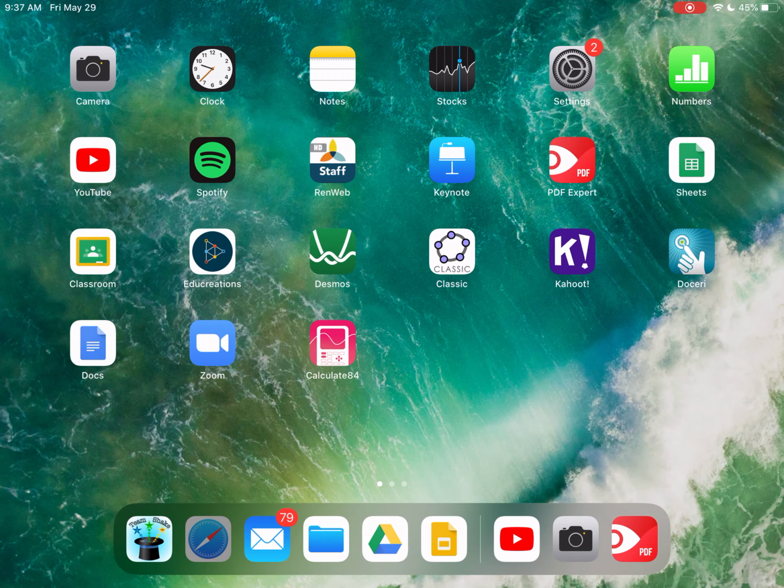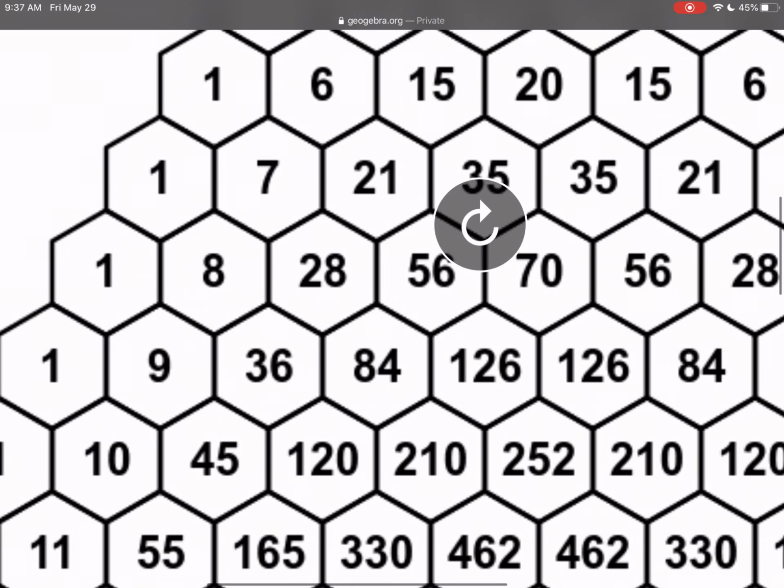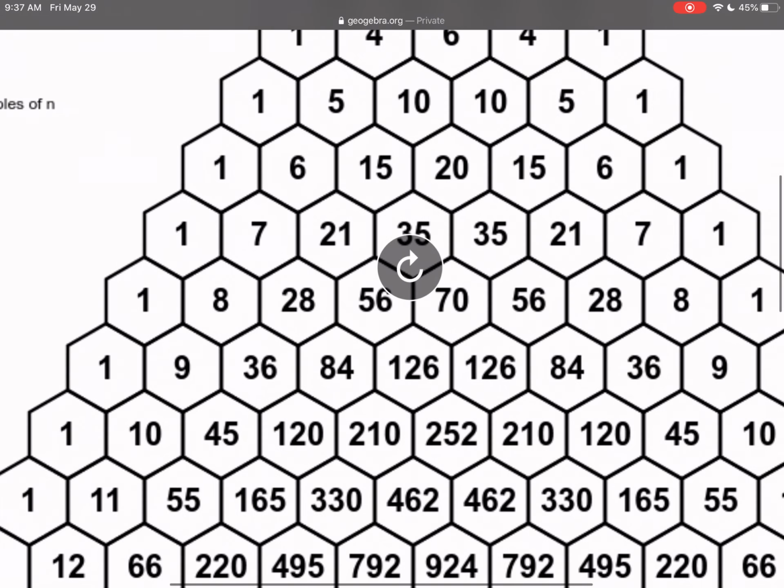Pull up on the internet. I'm going to pull up Pascal's triangle. Okay, so what we're trying to do is expand out the ninth row. I'm going to look down. The ninth row is this one here, where we have 1, 9, 36, 84, 126, 126, 84. Okay, so I'm going to use the triangle to expand this out.